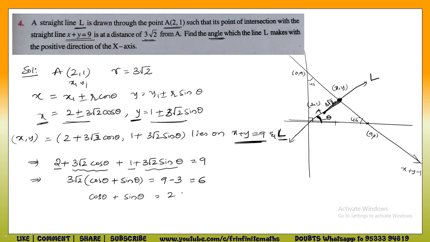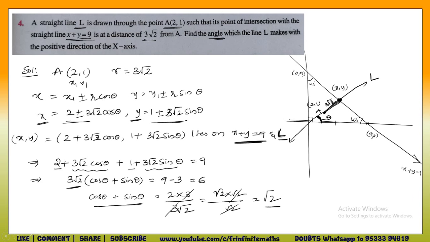I can write it as 2 into 3 by this 3 root 2, I am going to transpose this side. So this becomes 3 by 3 root 2. So this 3 gets cancelled. This 2 in root 2 I can cancel it, because 2 I can write as root 2 into root 2 by root 2. So this root 2 gets cancelled. Hence the answer is root 2. So cos theta plus sin theta is equal to root 2.